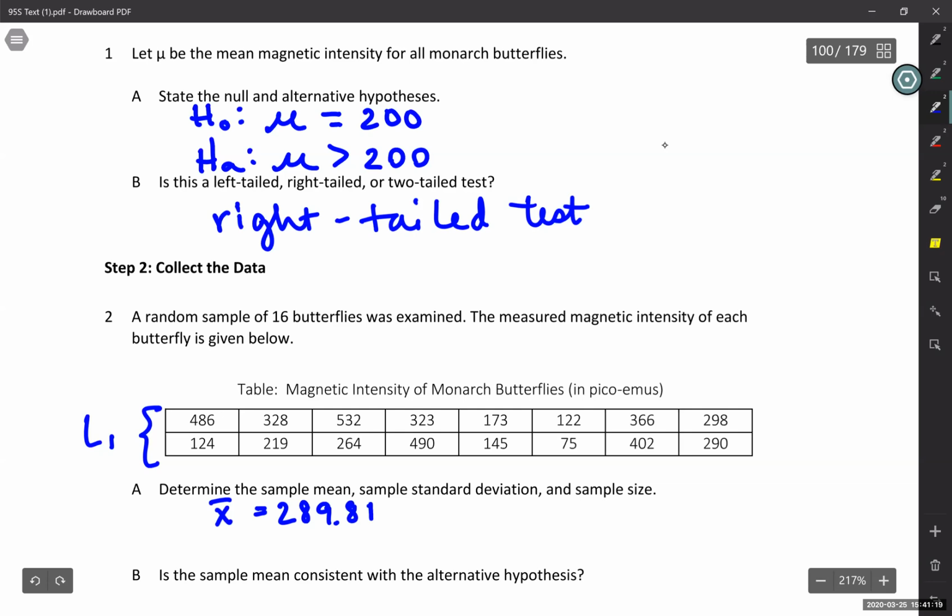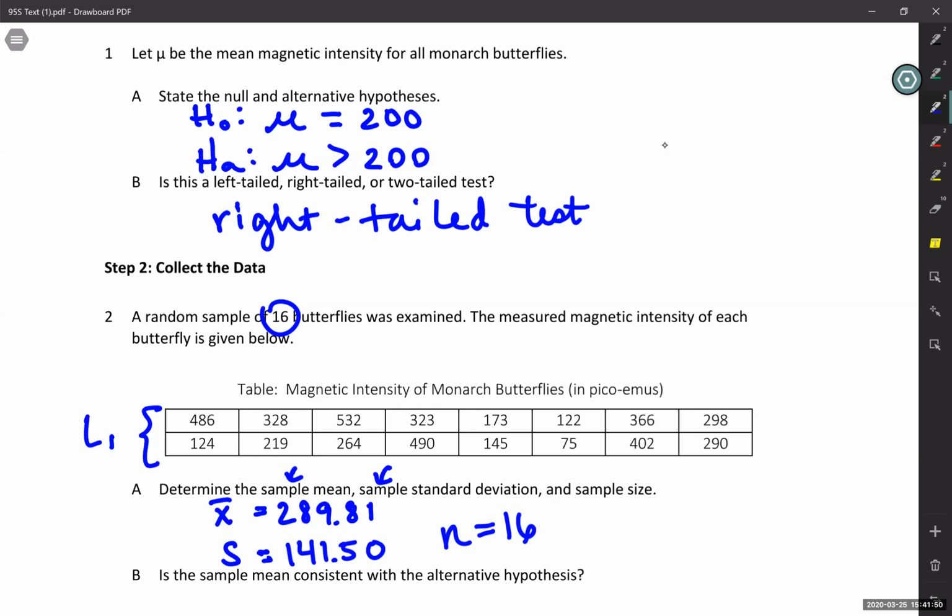That will give us a mean of 289.81, a standard deviation, and the clue here, sample. Remember, sample means those alphanumeric letters, so it's X bar and S. This is not mu, and this is not sigma. And it really matters right here because X bar is all the calculator will give you, but your calculator gives you S and sigma, so we want to make sure we're getting S, the 141.50. And then N, it told us already that N was 16. So if you did not get N is 16 in your calculator, that means you missed one of these numbers, or maybe you added too many.